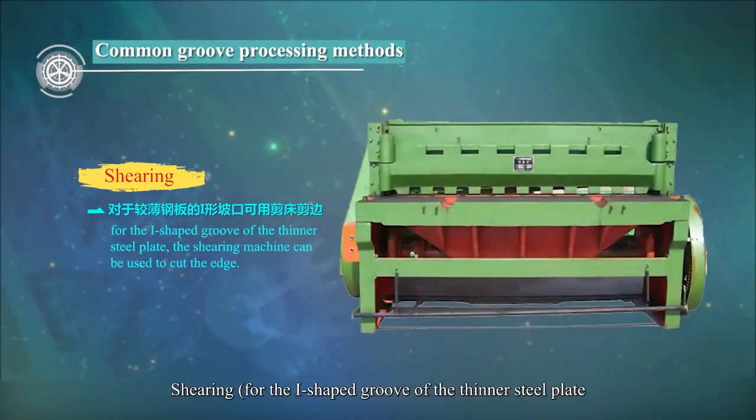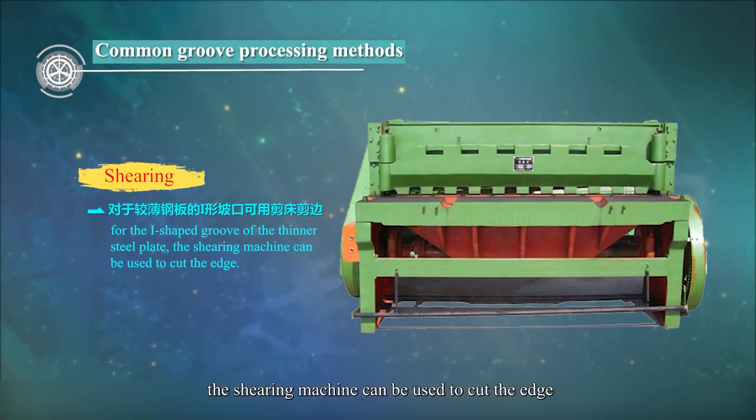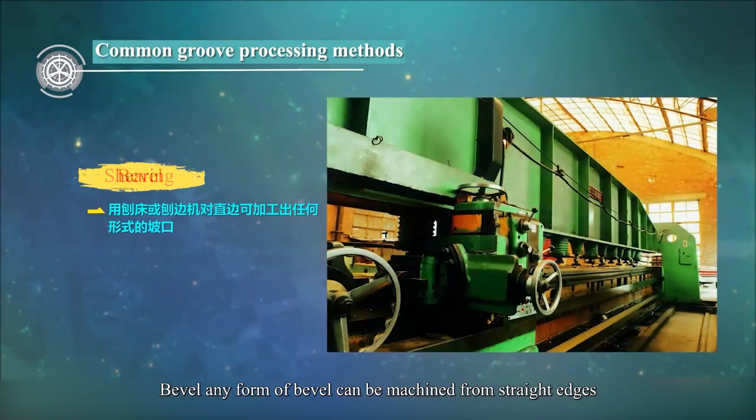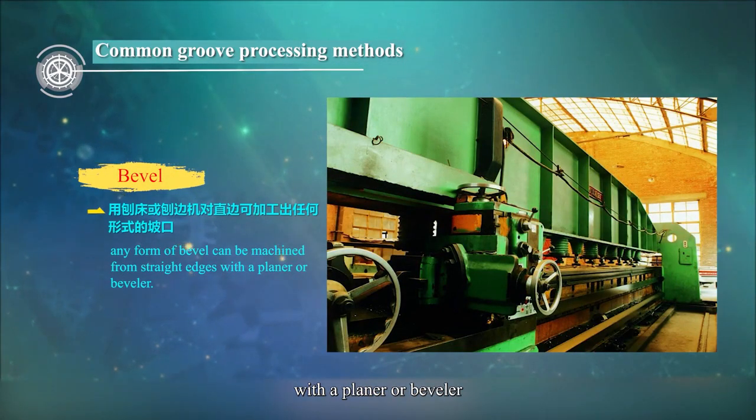Shearing. For the I-shaped groove of the thinner steel plate, the shearing machine can be used to cut the edge. Beveling. Any bevels can be machined from straight edges with a planer or bevel. Turning.